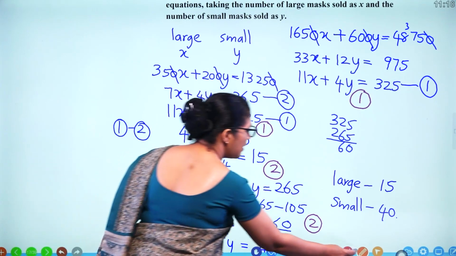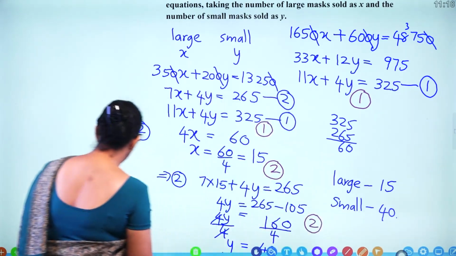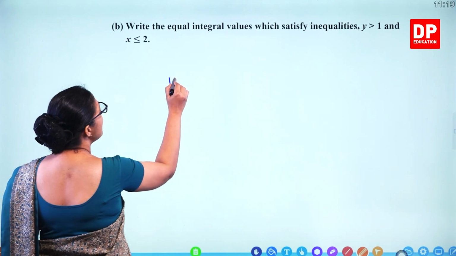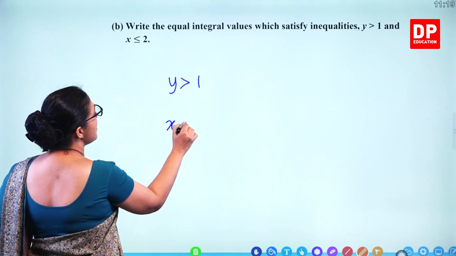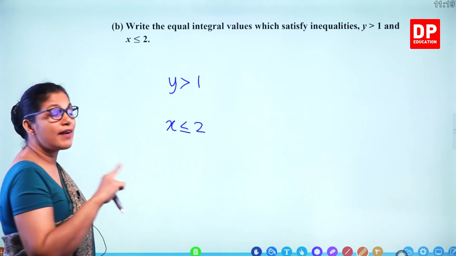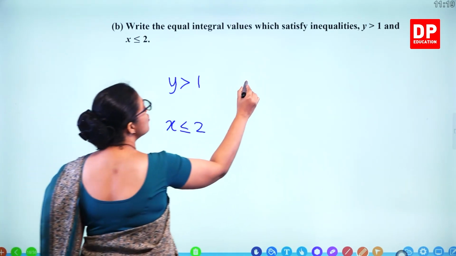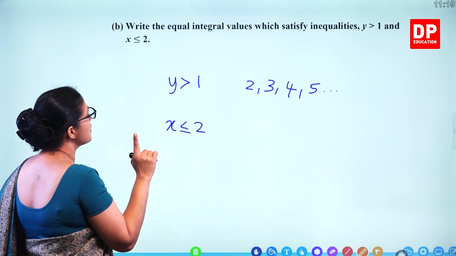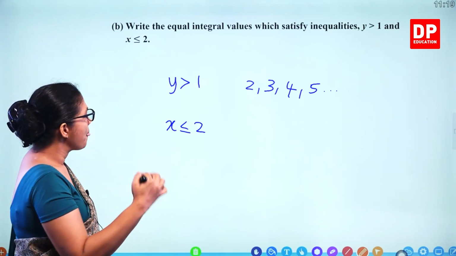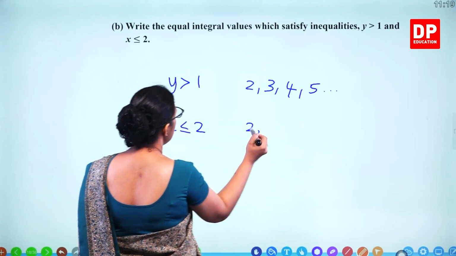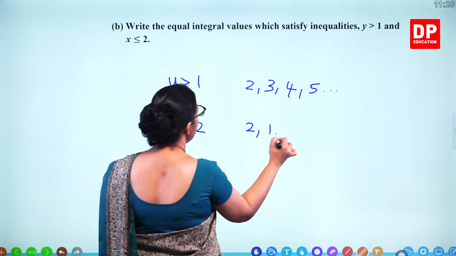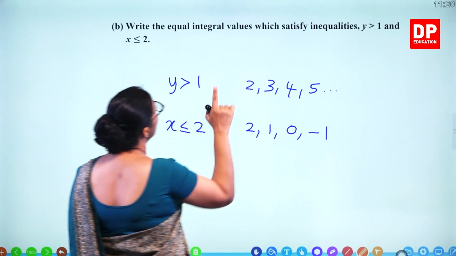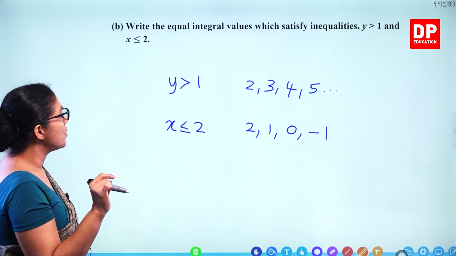Now part B, you get an inequality. Part B, write the equal integral values which satisfy inequalities y greater than 1 and x less than or equal to 2. So what are the values y greater than 1? 1 is not included. 2, 3, 4, 5 like that. Integral values means integers. X less than or equal to 2. So starting with 2, you can write lesser values. So 1, 0, minus 1 also there. It's not mentioned positive integers only.